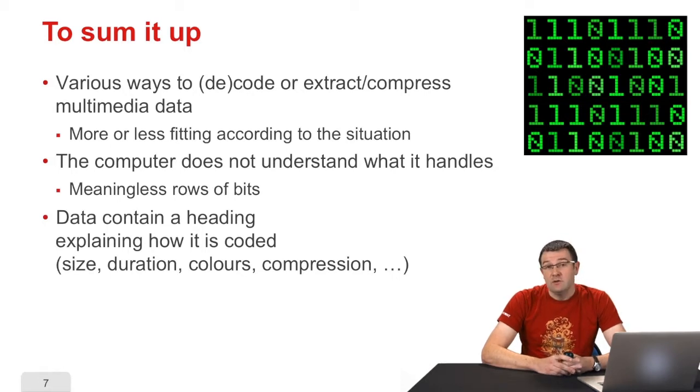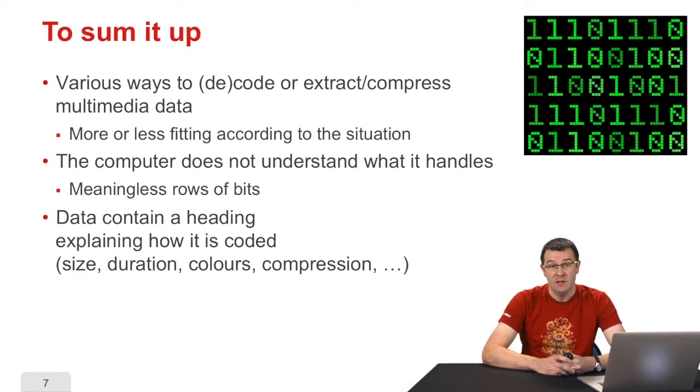And for the computer, it's always the same. It sees a set of bits. It doesn't know what it is made for. It doesn't know it is an image. It's a meaningless row of bits. But when it is given that information in order to display it, the data will be given a heading that describes, this is an image, which was coded and compressed that way. So the computer will be able to decode, extract and display the data, by using the right method, the right pixels, the right colors for the pixels, etc.